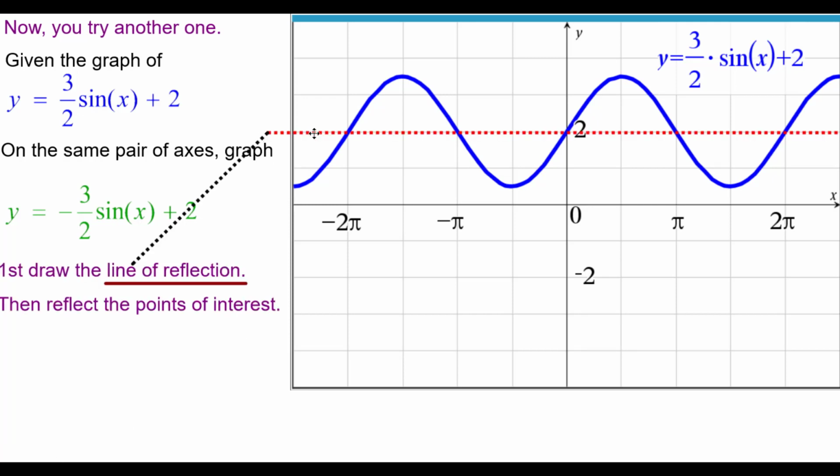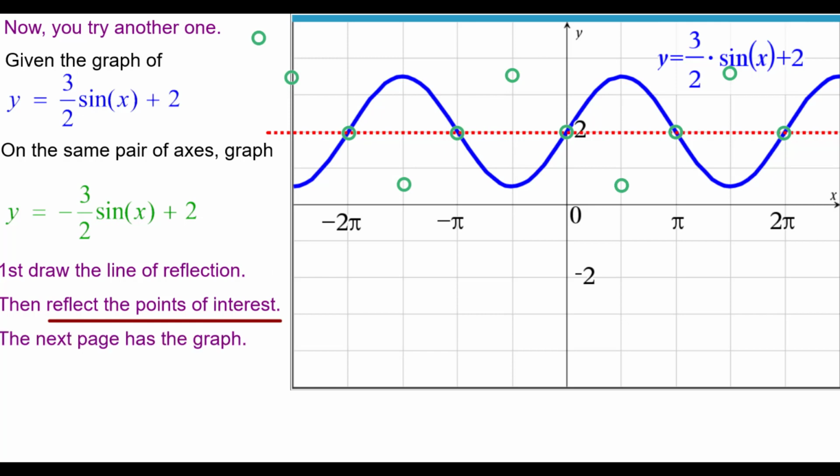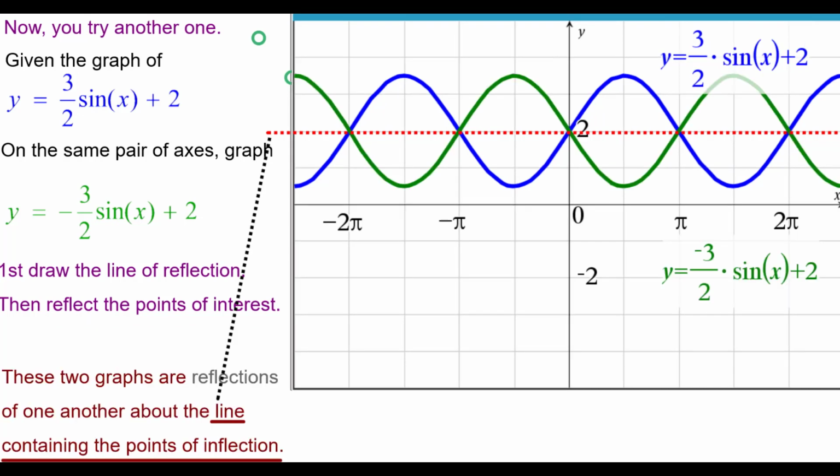Again, we first draw the line of reflection, and this is the line y equals 2. That's the line that contains the points of inflection. So the points of interest, again, the points of inflection stay where they are. The max reflects to a min, the min reflects to a max. And then this is the graph in green. Again, notice that the two graphs are reflections of one another about the line containing the points of inflection, the line y equals +2.